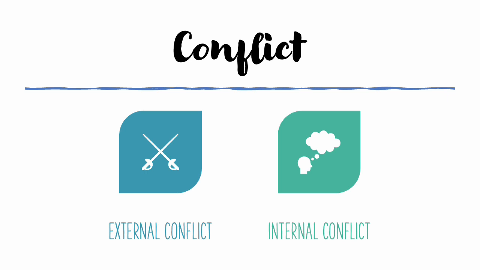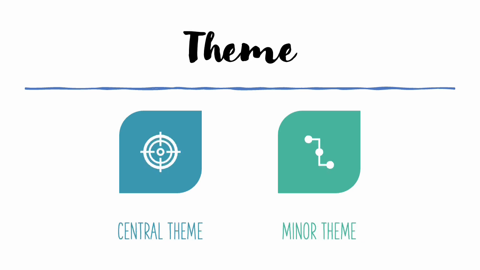The internal conflict emerges as a result of the character's struggle with something within themselves, such as fear or insecurity. Internal conflict must be resolved in order for the character to evolve dynamically. And then finally, the theme. The theme is a central focus of the story. It is the main concept or underlying message.